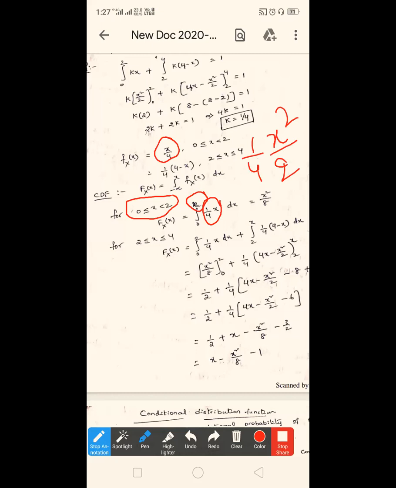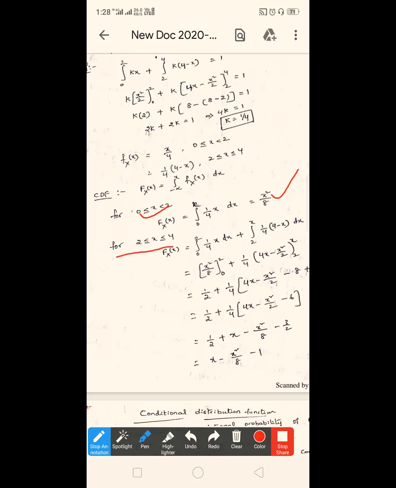In the denominator, you have to write 8, because 4 2's are 8. What about the numerator? x square. You have to apply the limits 0 to x for this term. First substitute the upper limit, so x square minus 0 square. You will get x square only. That's why the numerator is x square. So the answer is x square by 8 for the first range. Cumulative distribution function equals x square by 8 for the first range.